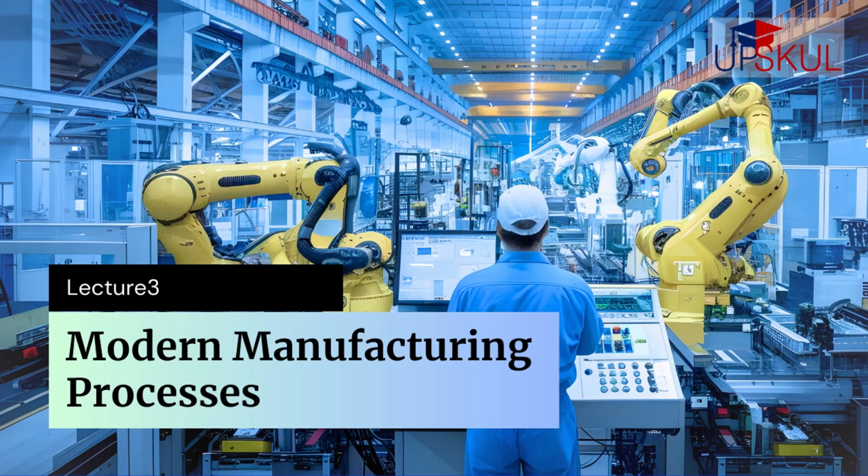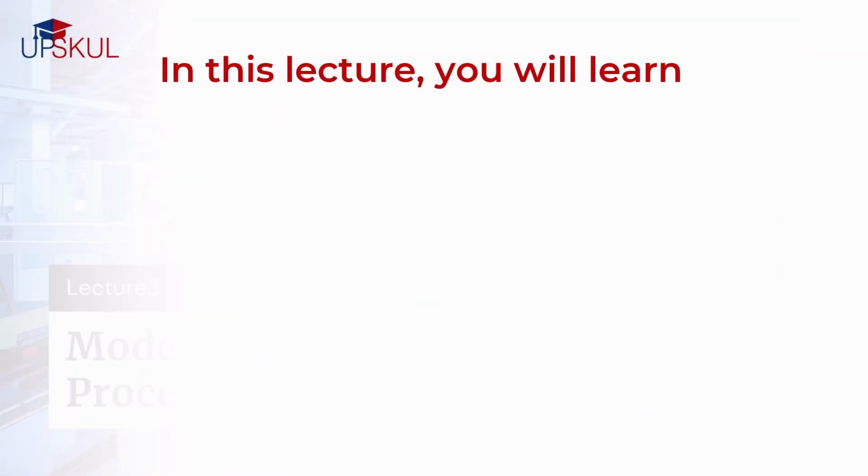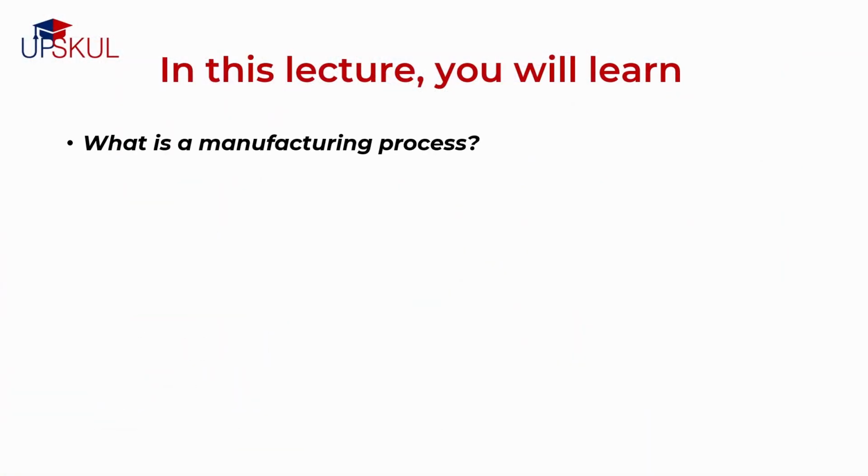This is the third lecture in this course. In the last two lectures, we had learnt about manufacturing, manufacturing industries, manufactured products, production quality, product variety, and manufacturing capability, along with materials in modern manufacturing. In this lecture, we will learn about manufacturing processes.